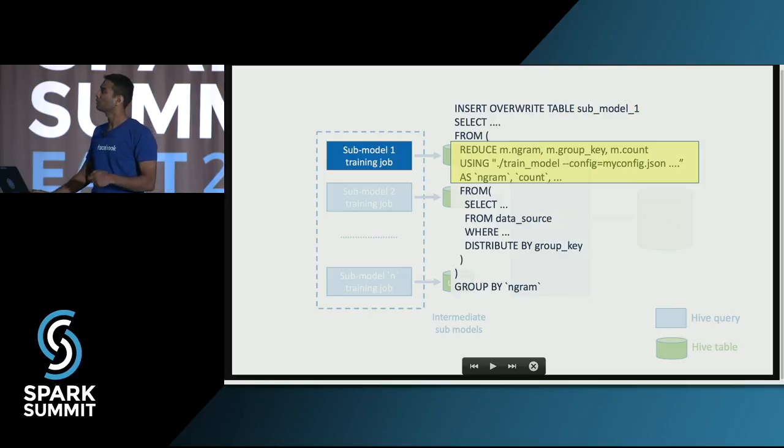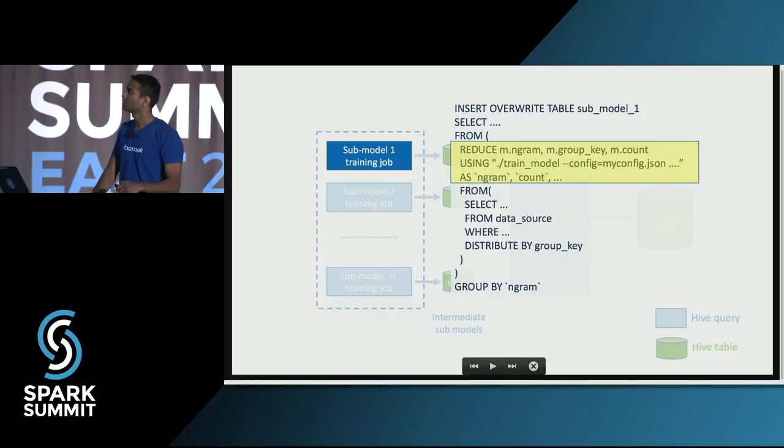I'll show you the Hive query for this pipeline. So this is what the query looked like for each one of the blue boxes. It's reading from some data source. It has some filter. It's distributing data based on a key. Then it runs the transforms, and then groups by on some key, and then writes to a Hive table.